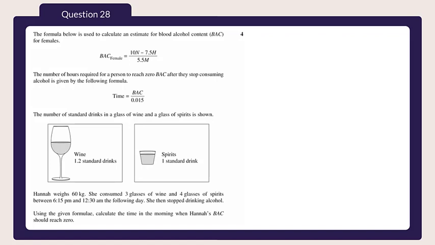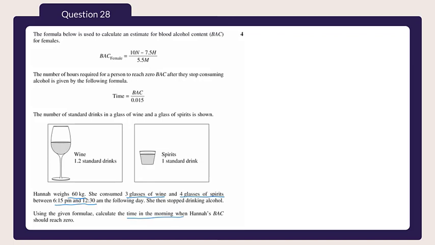Now in the problem, it's telling me that Hannah weighs 60 kilograms. She has consumed 3 glasses of wine and 4 glasses of spirits between 6:15 p.m. and 12:30 a.m. the following day. She then stopped drinking alcohol. Using the given formula, calculate the time in the morning when Hannah's BAC should reach 0. So time in the morning.